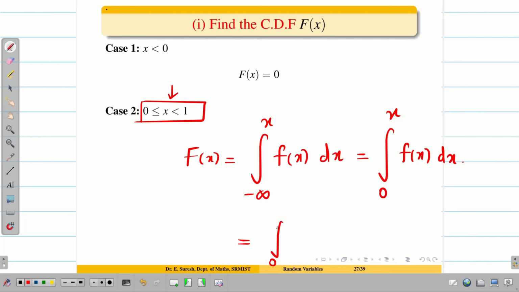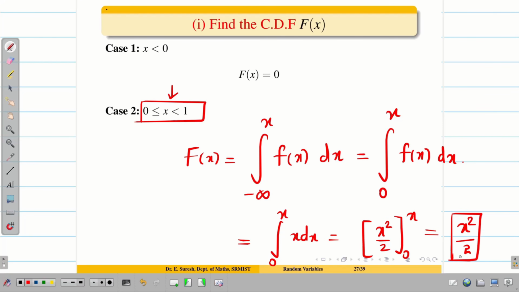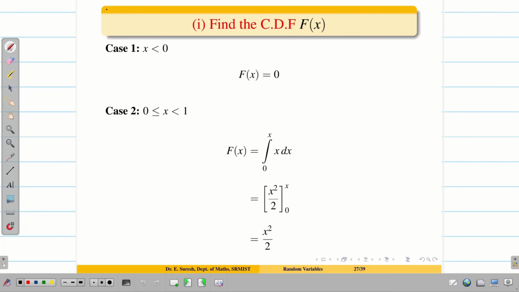So, integral 0 to x, my f of x is x into dx. Integrating this, we get x square by 2, from 0 to x. Substituting this, we get x square by 2. Therefore, the CDF for the given interval 0 to 1 is x square by 2. You can see the typed version.